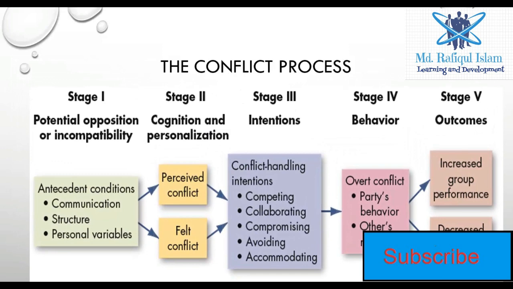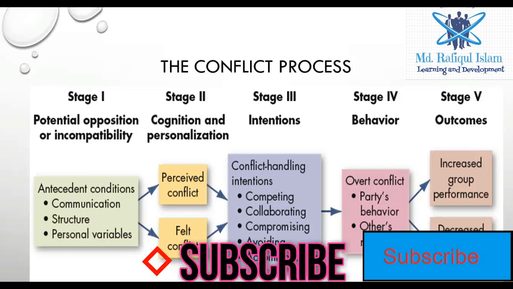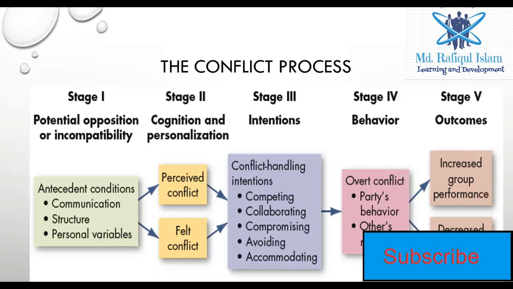Here, stage 1 indicates potential opposition, and its antecedent conditions are communication, structure and personal variables. Stage 2 indicates cognition and personalization. Due to the antecedent conditions, it creates two conflicts: one is perceived and another is felt conflict. We are going to discuss in our next slides what perceived and felt conflict are all about.